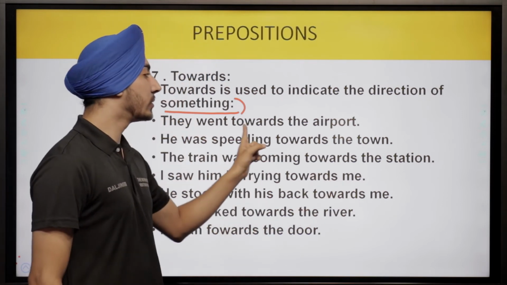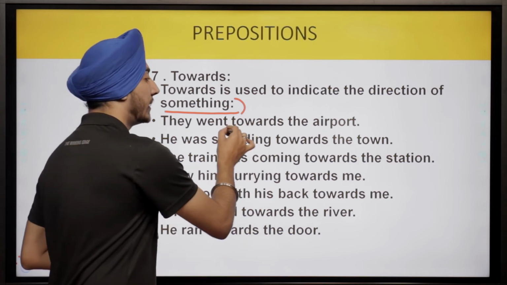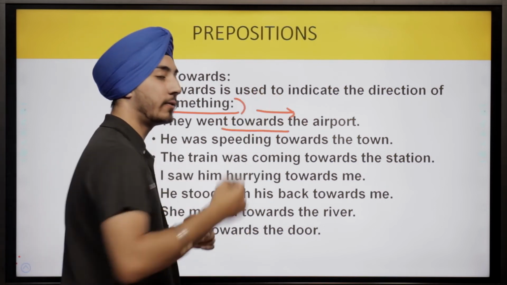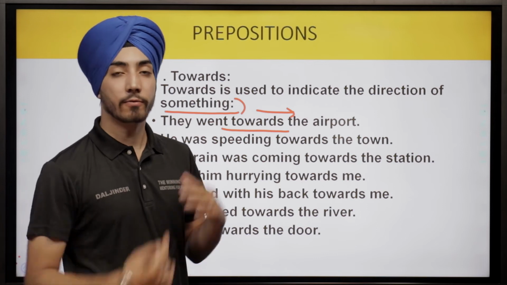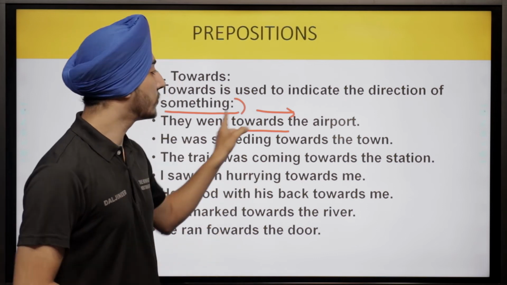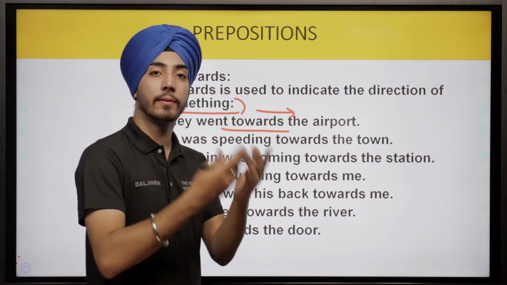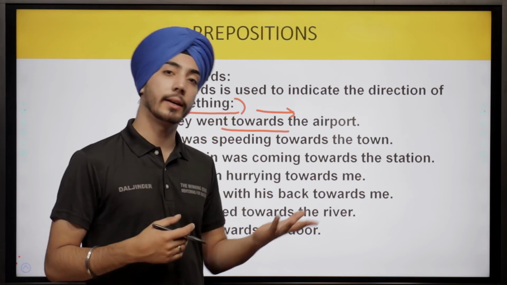First one, they went towards the airport. So यहाँ पे हम किस तरफ जा रहे हैं, ठीक है? What is the direction of our journey? वो show करेगा, ठीक है? They went towards the airport मतलब वो airport की तरफ गए हैं. It doesn't mean कि वो airport ही गए हैं, ठीक है?